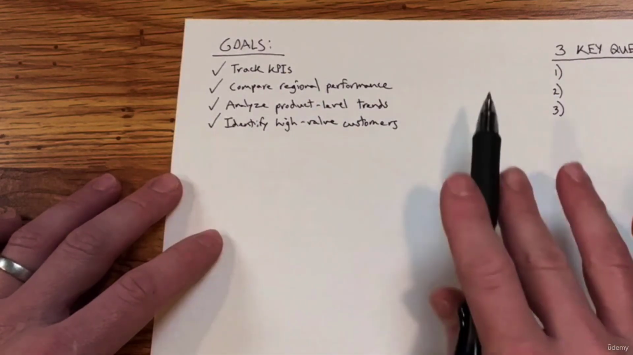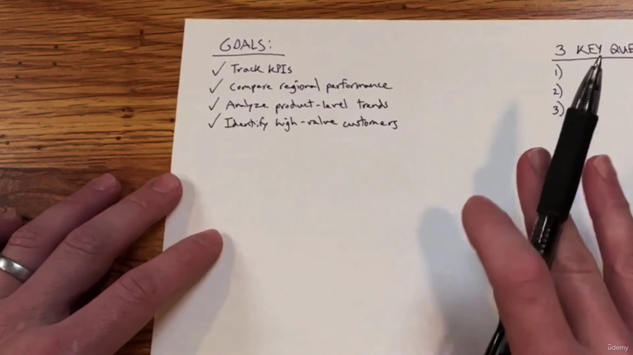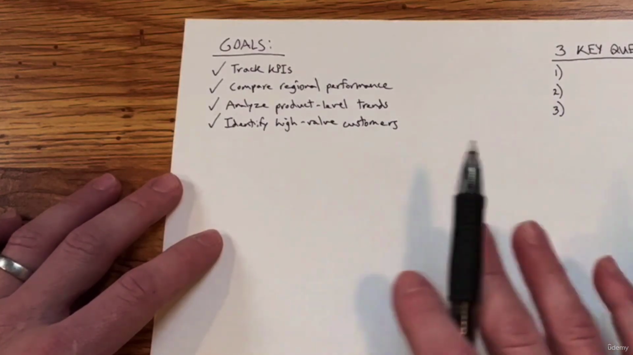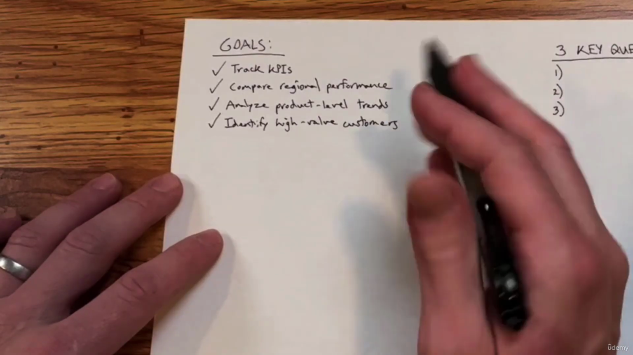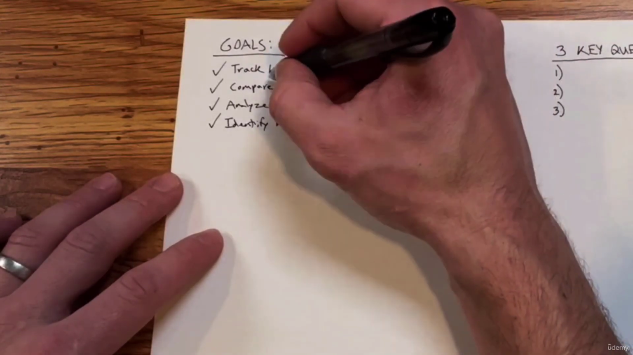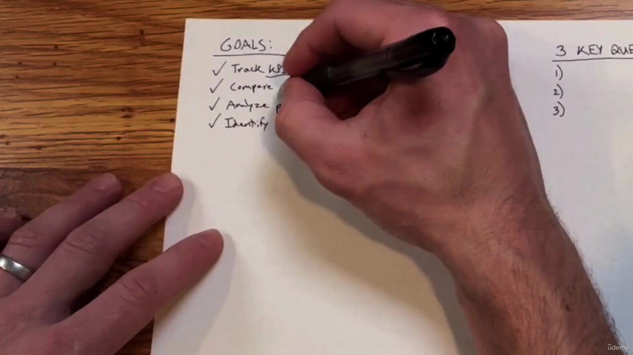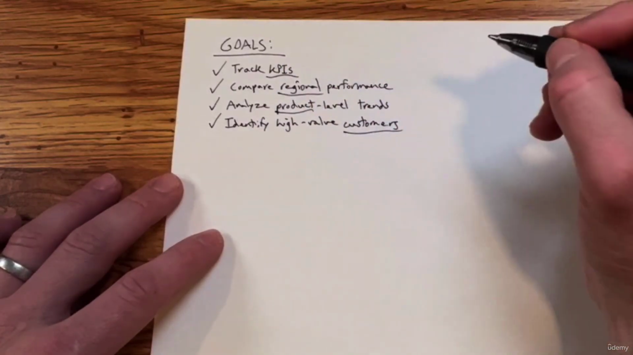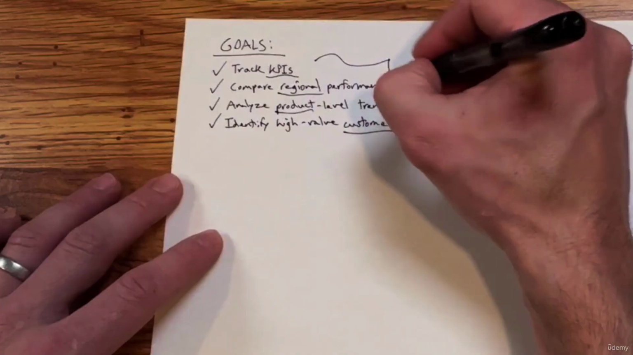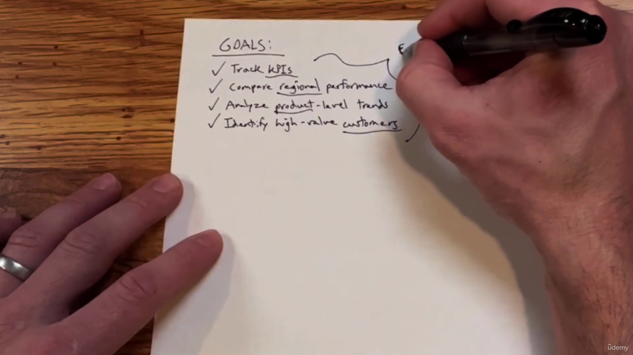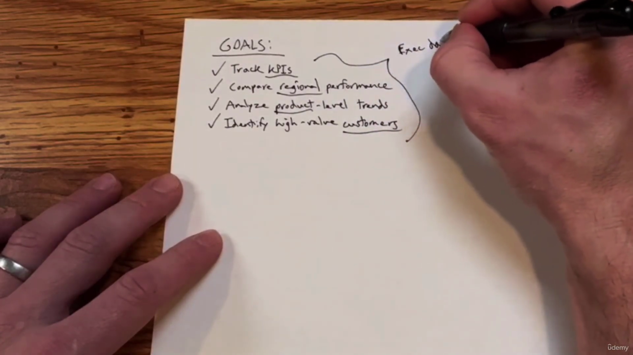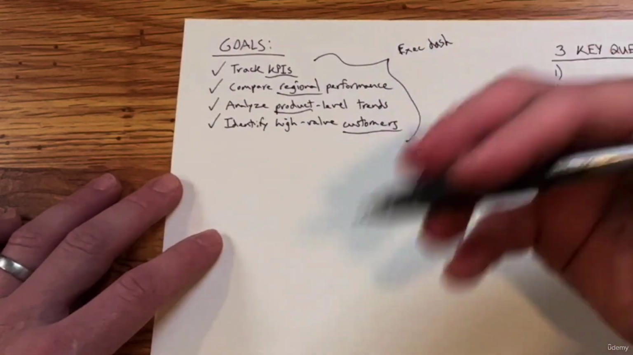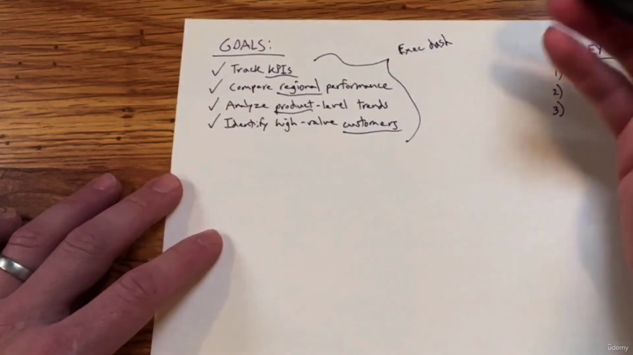Now, that's way too much information to put on a single page or in a single view. So I think what we need to do here is create a multi-page dashboard. When I start to think about these goals, a couple words pop out, right? KPIs, regional performance, product level trends, and customers. So when I think KPIs, I think about an exec dash, right? Those high level numbers, the things executives care about like profit, revenue, high level trending, and so on.